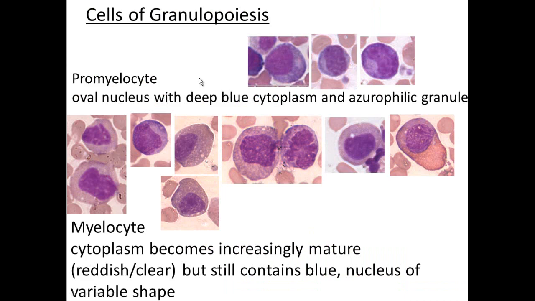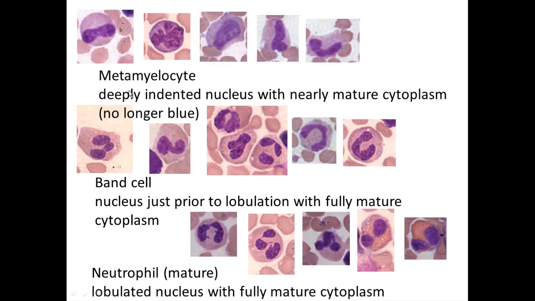So if we look at the real ones, the cells of granulopoiesis, we see a promyelocyte, oval nucleus, deep blue cytoplasm, and some basophilic granules. So it's not totally blue. You can see some granules in there as well, but an oval type nucleus. A myelocyte, cytoplasm becomes increasingly mature as you get more granularity in there as the granules are being developed, but still some blue tint to it and varying shapes of the nucleus. The metamyelocyte is a deeply indented nucleus with nearly mature cytoplasm. So you can see deep indentation, fairly mature cytoplasm.